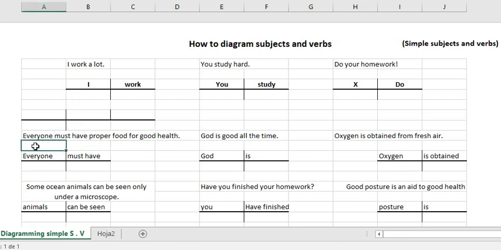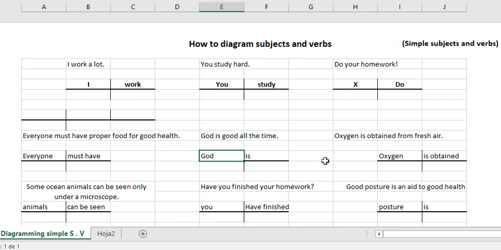Now let's go to one more example. Everyone must have proper food for good health. Who are we talking about? We're talking about everyone. So we write down everyone. Then the verb, must have. Must have. Have is being used as a helping verb. So that's why we have must have.